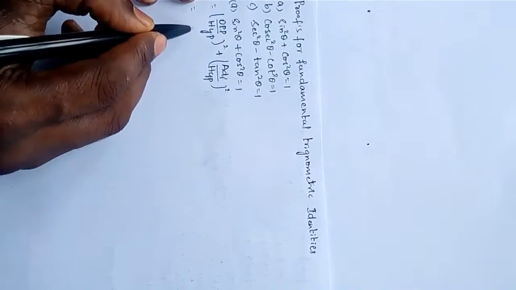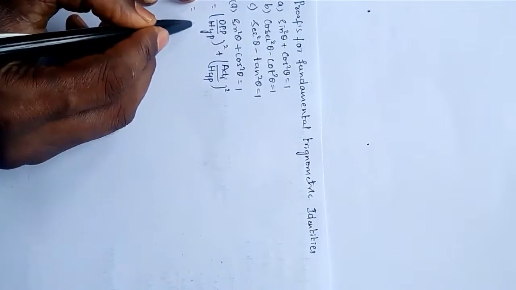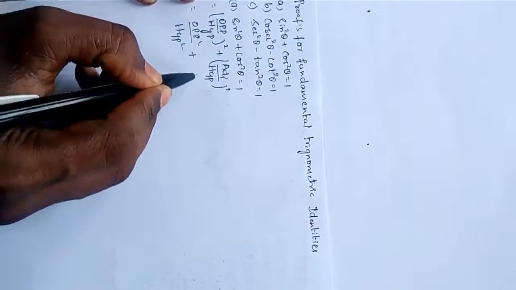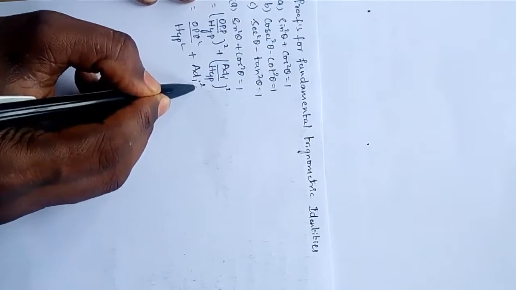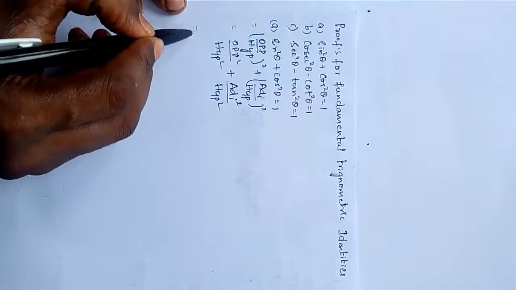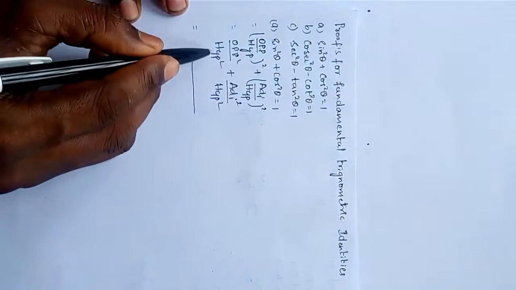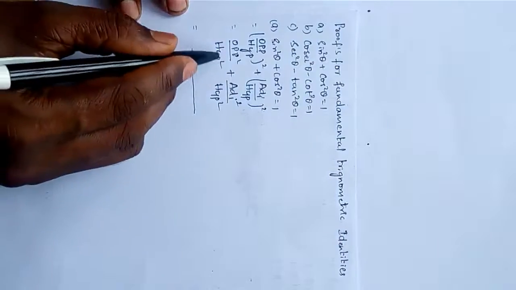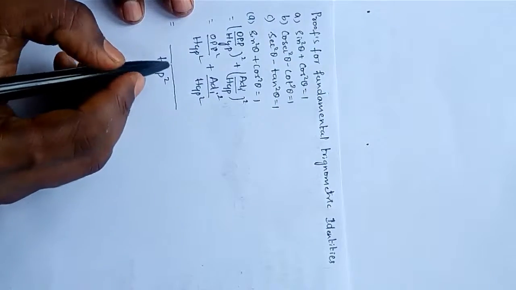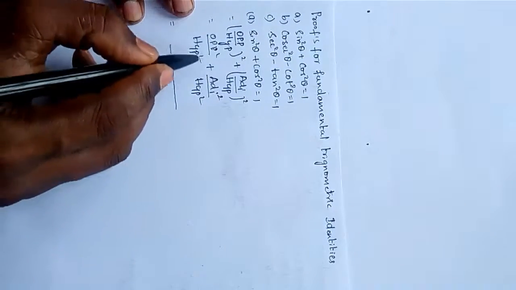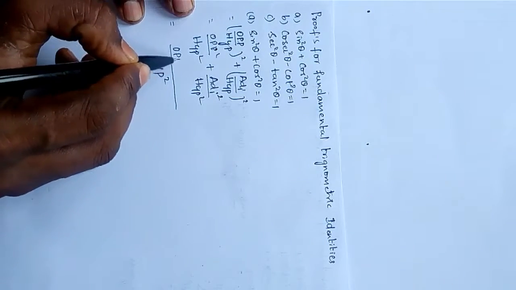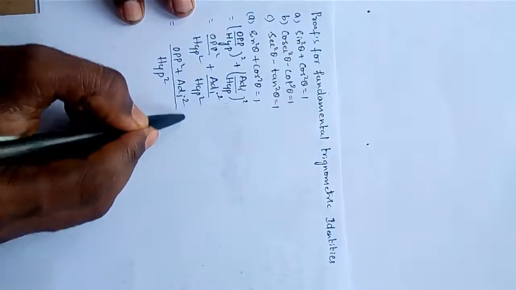Next, we are writing the whole square separately. So opposite square divided by hypotenuse square plus adjacent square by hypotenuse square. The next step is you can take the LCM. The LCM of the two fractions is hypotenuse square because the denominator is the same. So I'm taking hypotenuse square as the LCM. Then for the remaining part you can add the numerators of those two fractions: opposite square plus adjacent square.